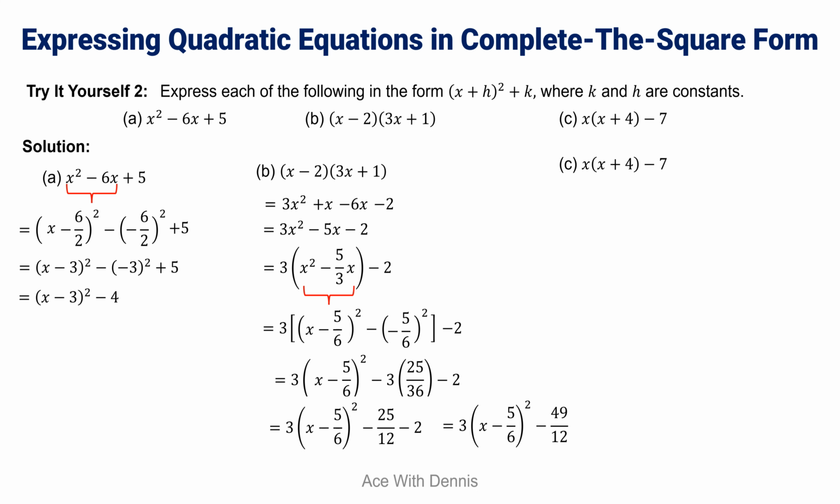Then move on to C. X times x plus 4 minus 7. First step, expand the brackets, we'll get x squared plus 4x minus 7. Then check the coefficient of x squared. So for this case, it is 1.